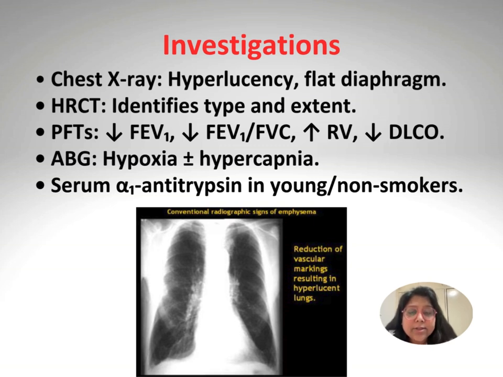The investigations done for emphysema include chest X-ray, which shows hyperlucency and flat diaphragm, HRCT, which identifies the type and extent, pulmonary function test, ABG, and serum alpha-1 antitrypsin can also be done as investigative procedures.